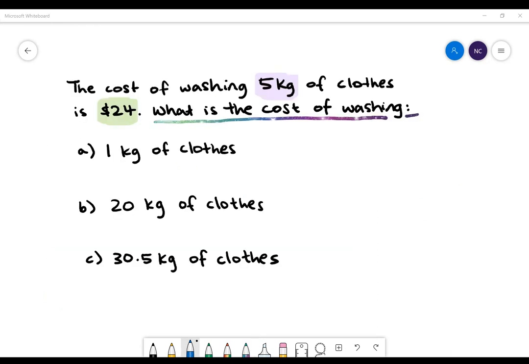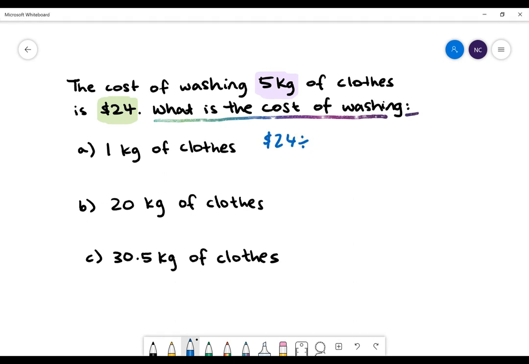Let's take a look at this example. The cost of washing 5 kilograms of clothes is $24. What is the cost of washing 1 kilogram of clothes? We know that the cost of washing as well as the amount of clothing is going to be directly proportional. So we're going to take the $24 and divide this by 5. So we're left with $4.80 as the cost of 1 kilogram of clothing.